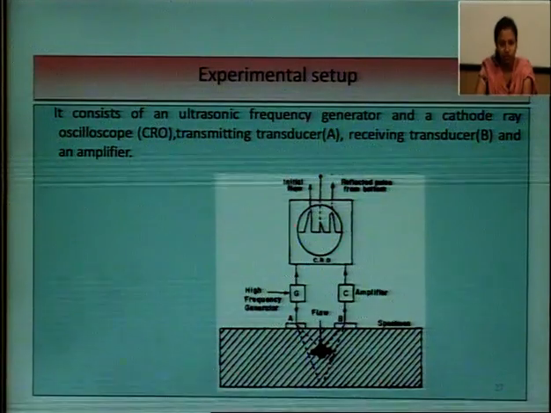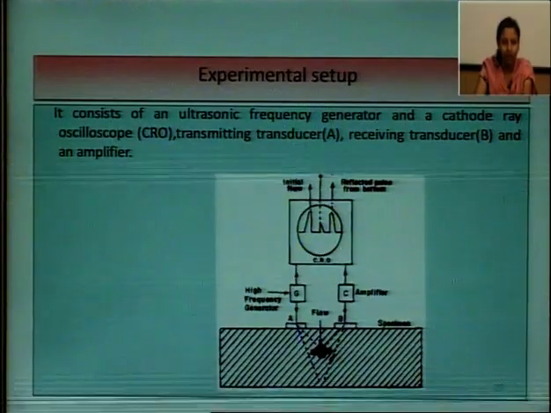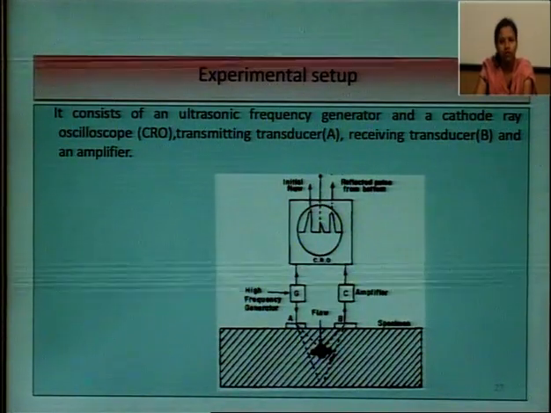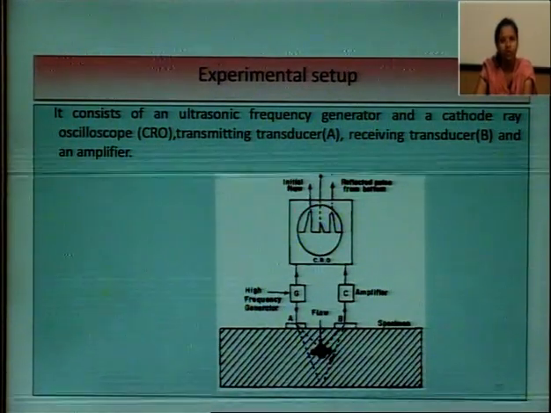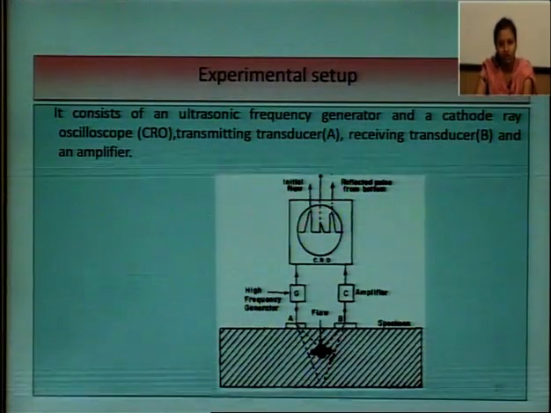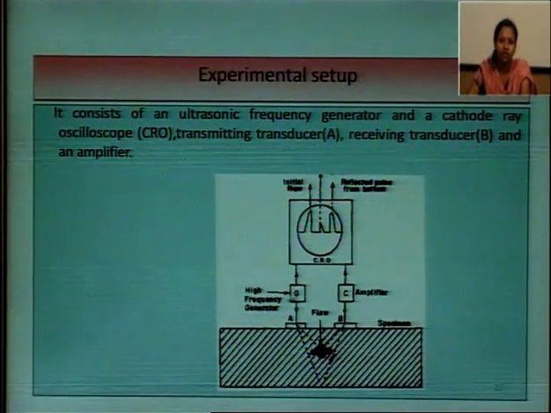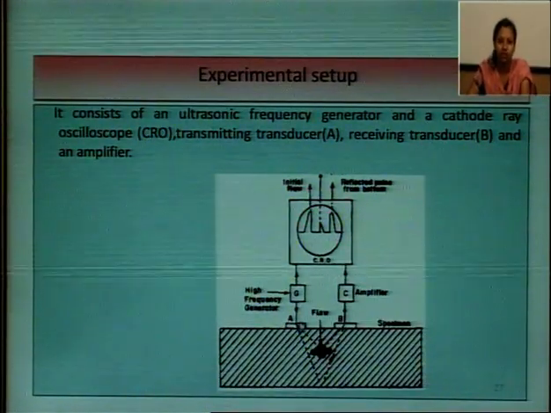The setup consists of an ultrasonic frequency generator, either magnetostrictive or electrostrictive, a CRO (cathode ray oscilloscope), a transmitting transducer A and a receiving transducer B, and an amplifier. From this point we will send the ultrasonic waves.